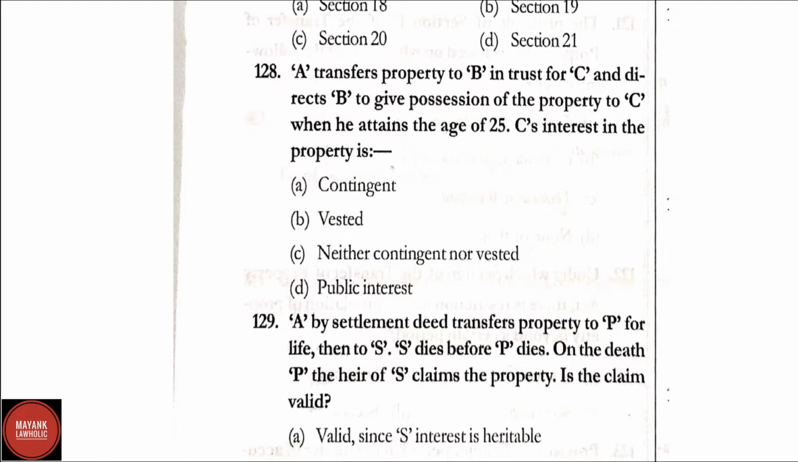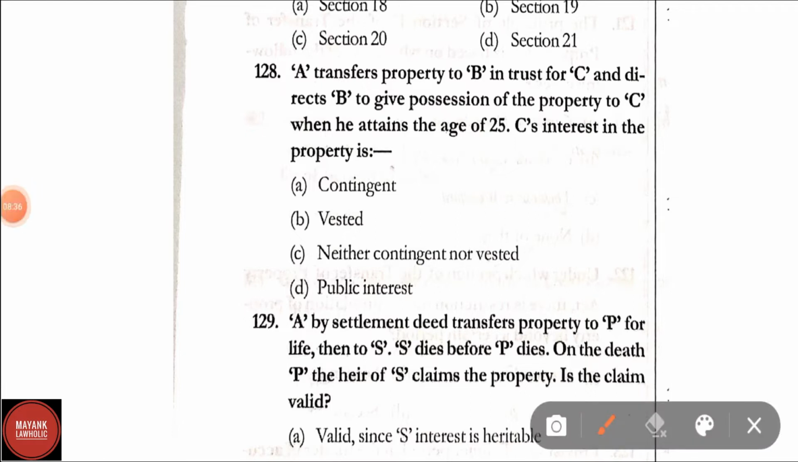Question number 128. A transfers property to B in trust for C and directs B to give possession of the property to C when he attains the age of 25. C's interest in the property is vested. Option B is the correct answer.